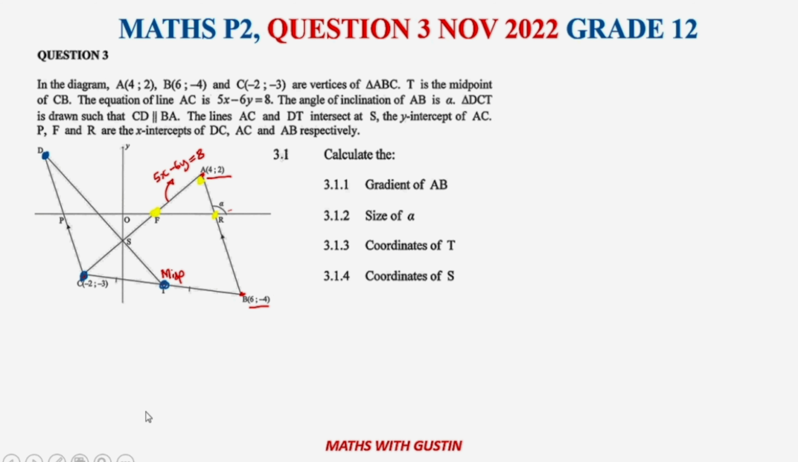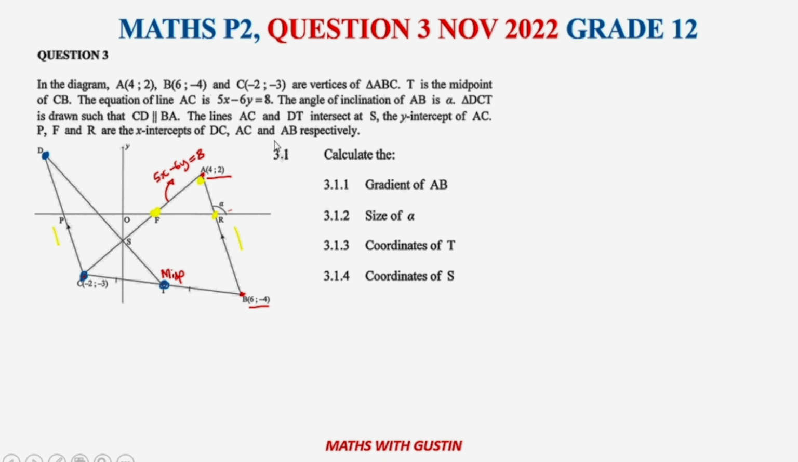So let's move right along and read the question. It says triangle ADC is drawn such that CD, here's CD, is parallel to this. These two lines are parallel to each other. Great stuff. The lines AC and DC intersect at S. We see that. The y-intercept of AC, where is AC? There it is. F, T, R are the x-intercept of DC.